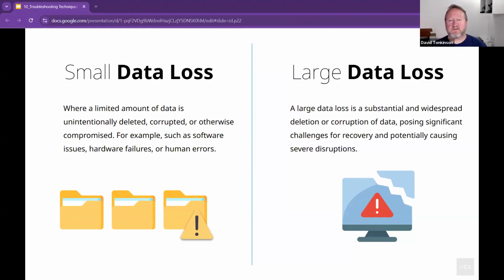Or there's large data loss. Okay, that's substantial, widespread stuff. The large data loss is more than likely caused by malware, basically encrypting all the data on the disk drive, or a disk drive simply going up in smoke. Okay, these systems should have been backed up and should be looked after.